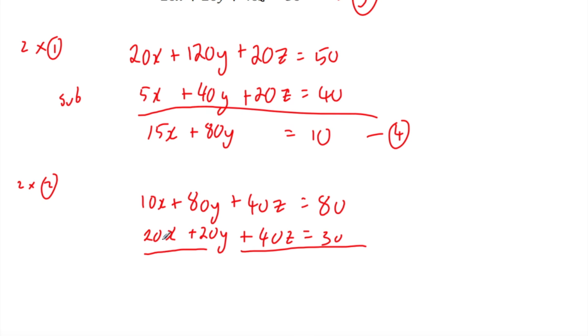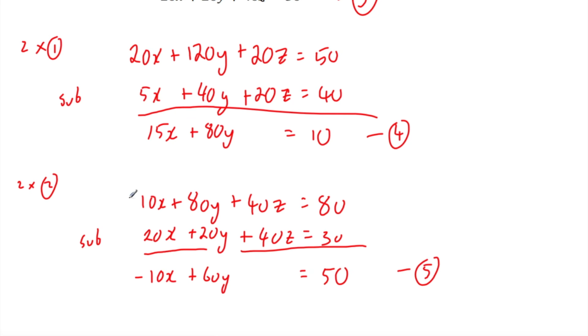So 10x take away 20x, that's equal to minus 10x. I'm just going to write here sub for subtract. 80y take away 20y, that's equal to 60y, so plus 60y. 40z take away 40z, that's 0. And then 80 take away 30, that's equal to 50. So that's great. We've got another equation now without the z term in it, so without the z variable. Okay, so we've now got equation 4 and equation 5.